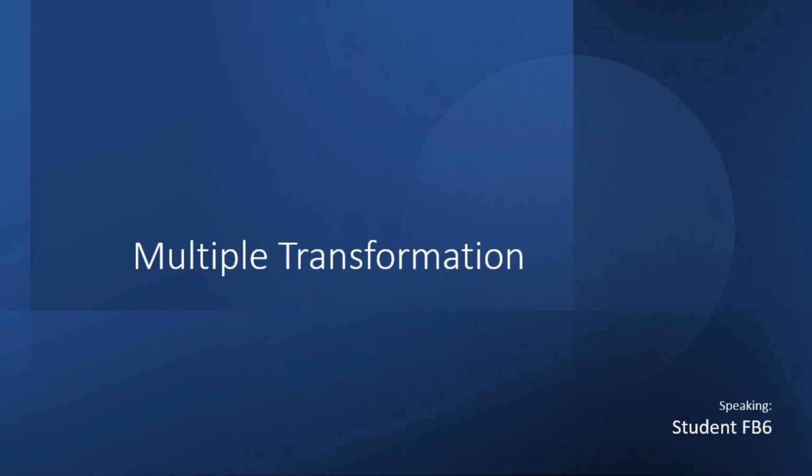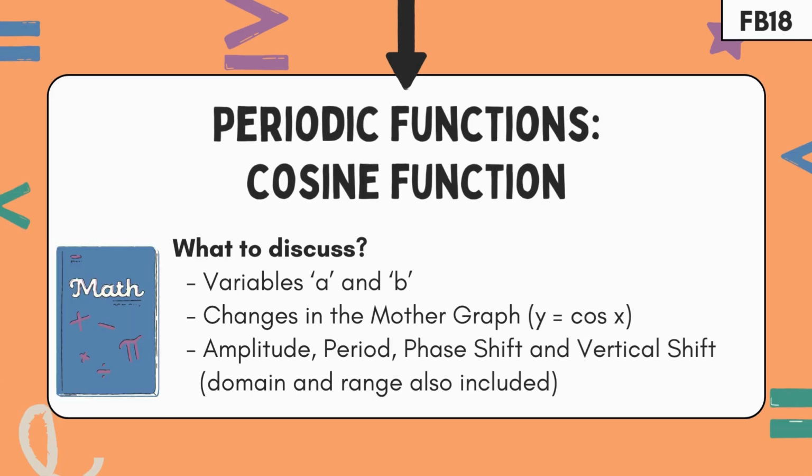Thank you for those informative presentations. Now, I wonder, and maybe you're even wondering, what if we apply changes in A or B, or A and B, and A, B, and C, or D all together? What will happen to the graph of the parent function? What kinds of transformation will occur when these changes happen simultaneously? That's what me and FB18 will discuss.